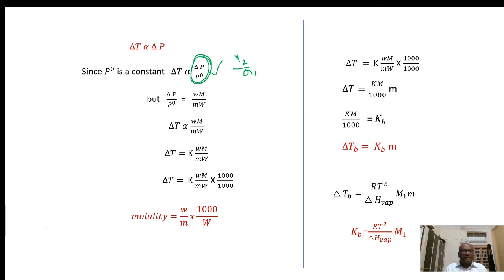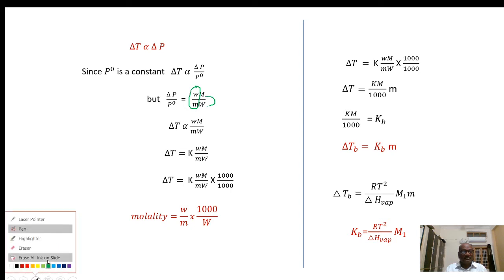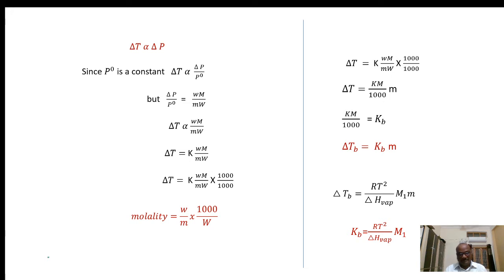The solute is represented with small letters, whereas the solvent is represented with capital letters. Means small w by small m, it is n2, whereas capital W by capital M is n1. So generally we represent 1 for solvent and 2 for solute. So small w by small m into capital M by capital W.